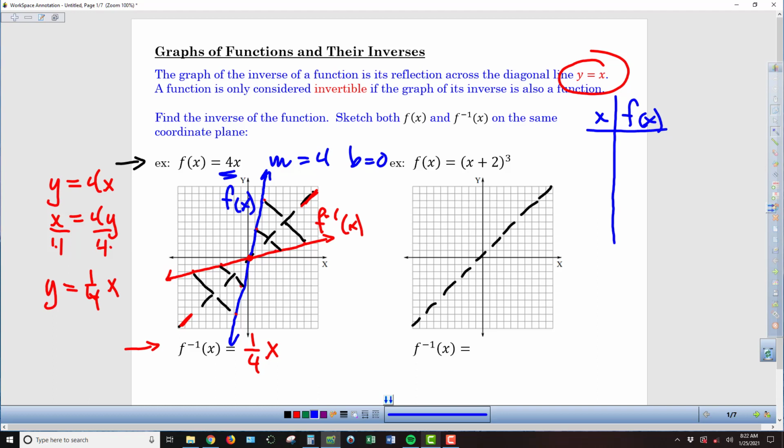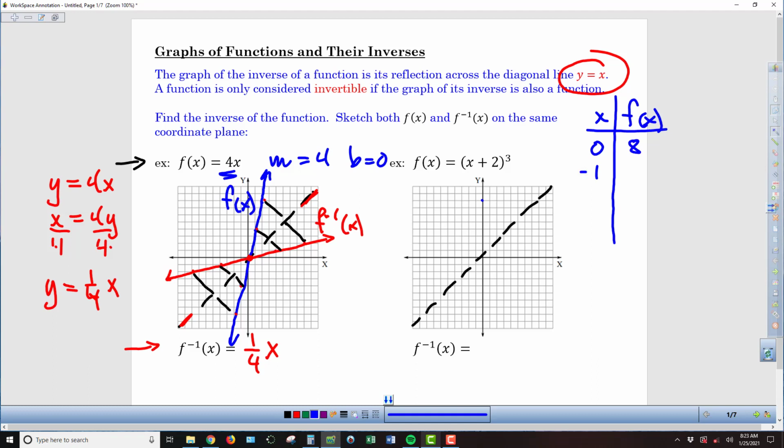So if we plug in 0 for x, 0 plus 2 is 2, and 2 cubed is 2 times 2 times 2, which is 8. So if I go over 0, I'm at 8 on the y-axis. Now if I plug in 1, I'm going to get 3 inside the parentheses, which cubed gives me 27. So I'm blowing up off the graph pretty quickly.